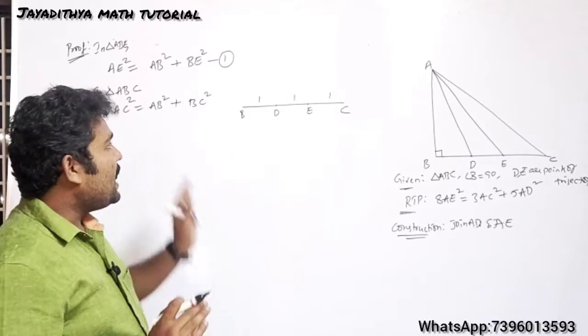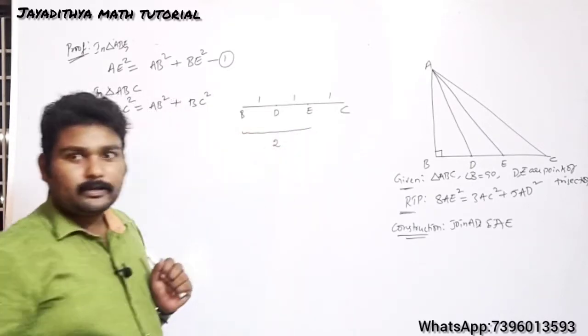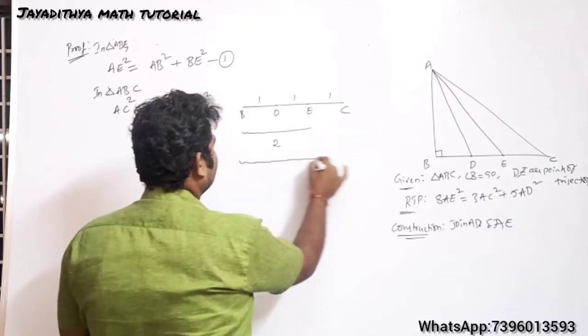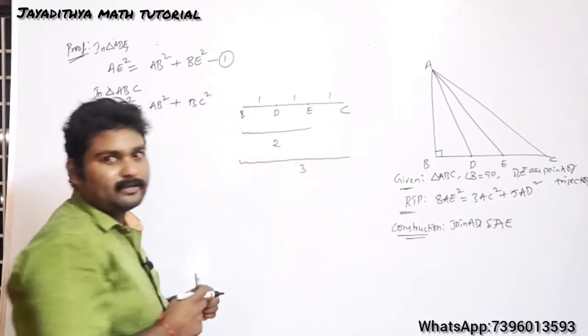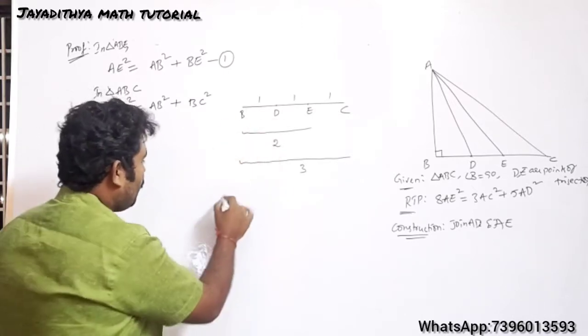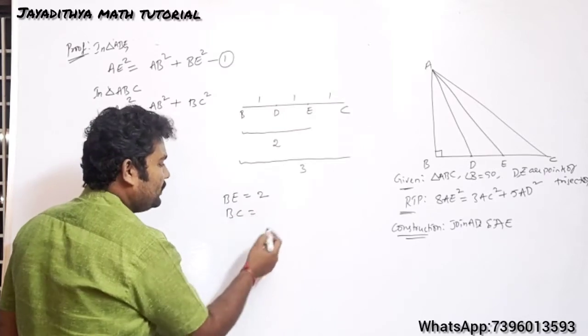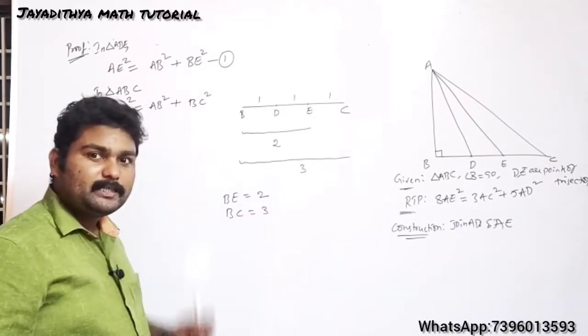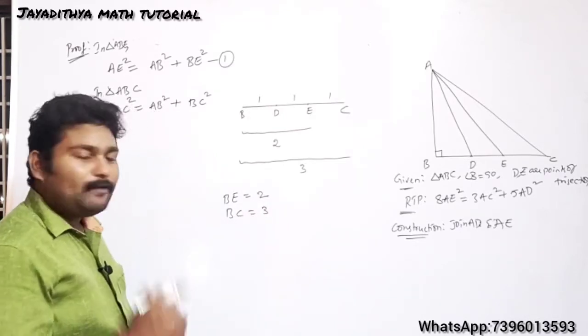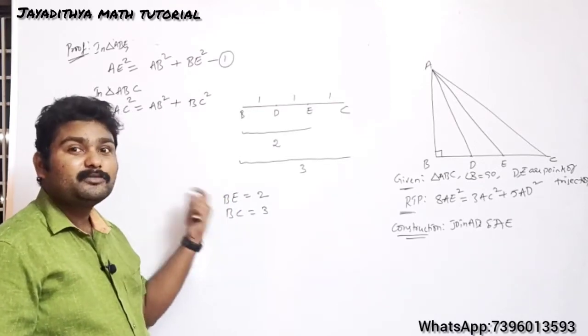Now, what is BE? BE is nothing but 2 parts. What is BC? BC is nothing but 3 parts. BC dimension is 3 and BE dimension is 2. So how can you write this here? BE will be 2 and BC will be 3. So I want to convert BC in terms of BE.